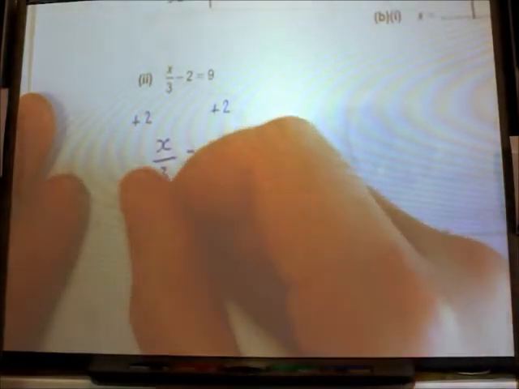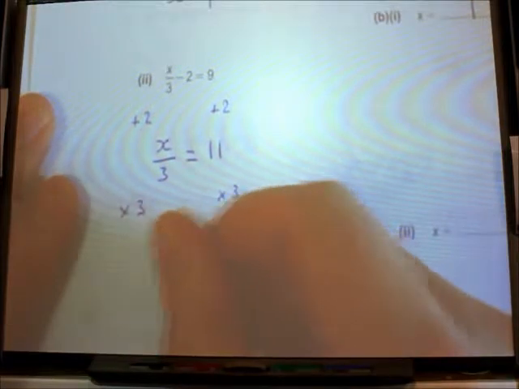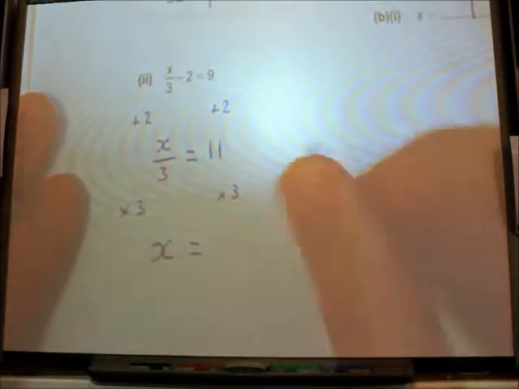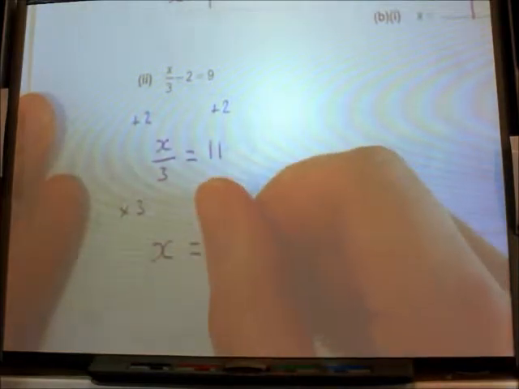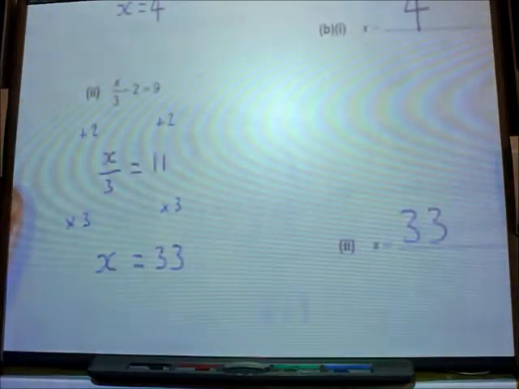You multiply by 3. So that will give you on this side just the x. You've got rid of the divide by 3 because you multiplied by 3. And 11 threes are 33. So the answer to that is 33. I'll pop that over there.